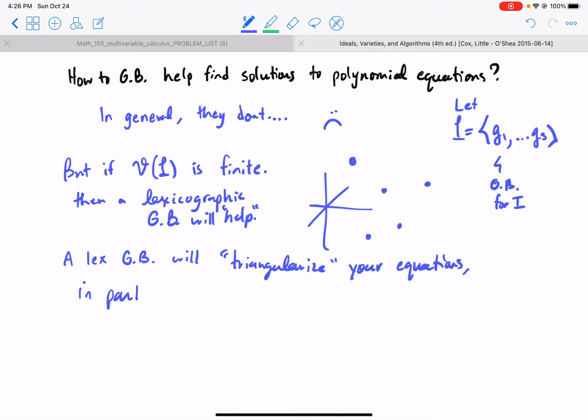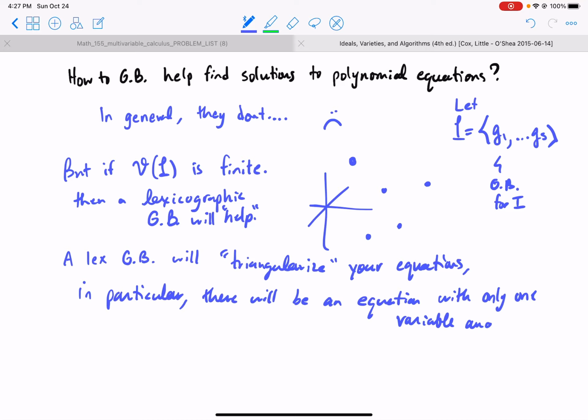In particular, there will be an equation with only one variable among the Gröbner basis elements, the GI from a Gröbner basis. Okay, so in general they don't, but if the variety is finite, then a Lex Gröbner basis will help. A Lex Gröbner basis will triangularize your equations. In particular, there will be an equation with only one variable among the GI.